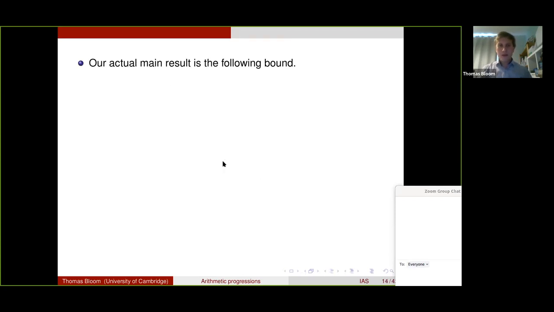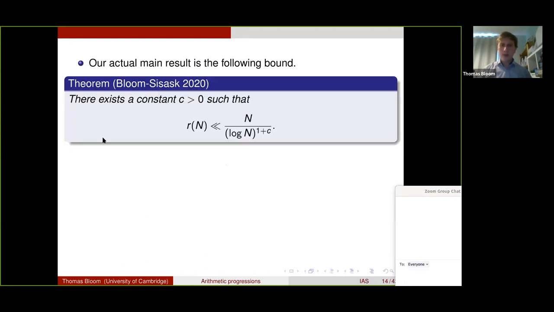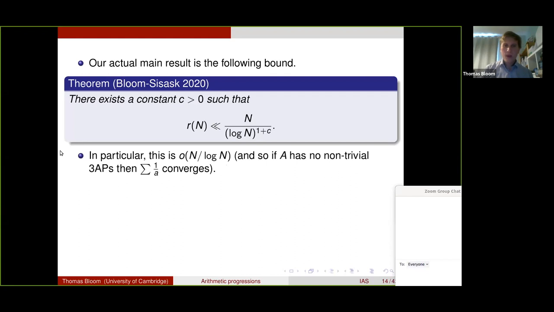And so our actual main result, of which this sum of reciprocals Erdős conjecture is a corollary, is the following new quantitative upper bound, which for the first time pushes us past this n over log n barrier, but not by much, but by enough. So our result is precisely: there exists some constant c such that r of n is big O of n over log n to the 1 plus c. And in particular, this is little o of n over log n, by something which is actually fairly rapidly decaying.